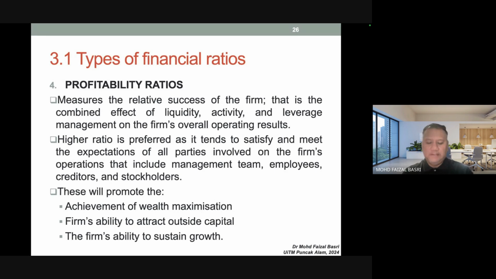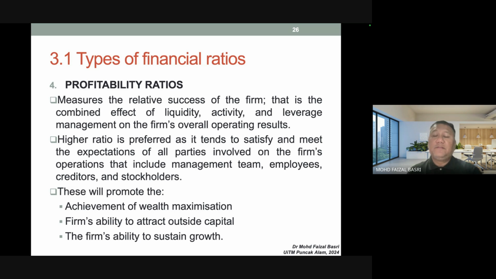Right, so this is another important indicators because you want to see at the end of the day when we talk about firm's performance, okay, one of the key factors is actually profitability. How profitable a company. So kalau they manage dia punya asset bagus ke, tapi kalau profitability dia very low, it's not that worthwhile pun. So therefore, to measure the relative success of the company, so it must combine the effect of the liquidity, the activity that they've done in terms of the effectiveness and efficiency, and how they manage their debts in terms of measuring the overall operating results.